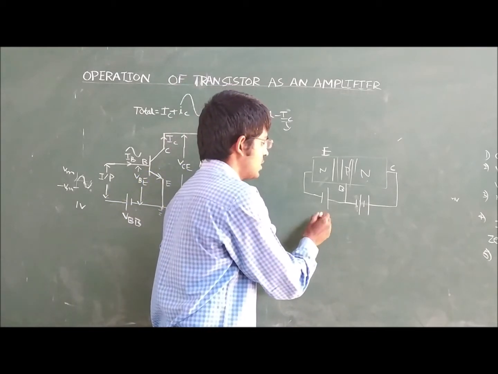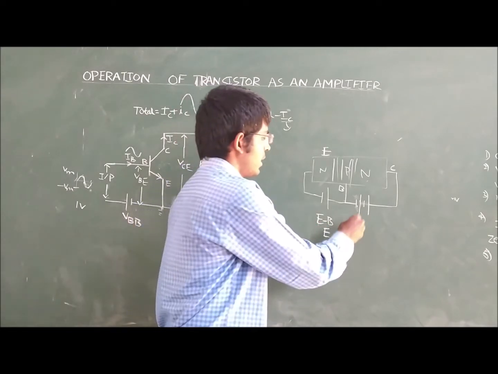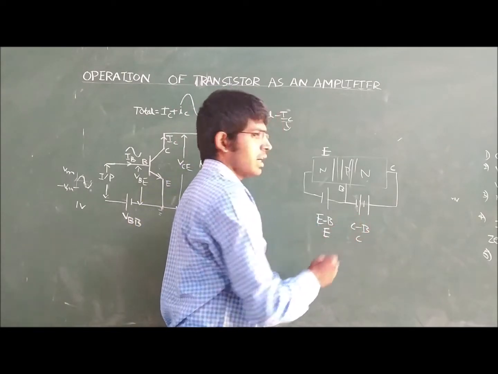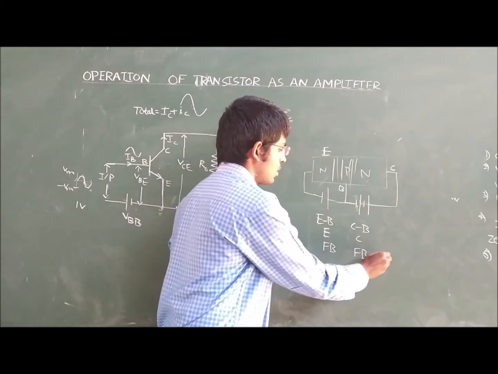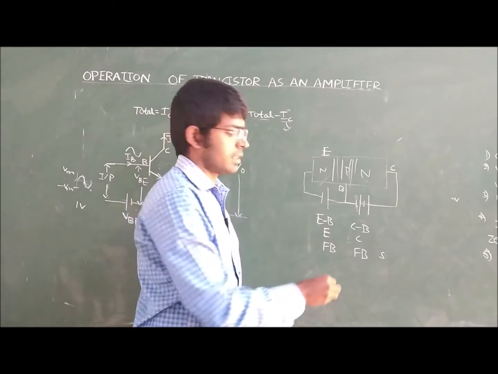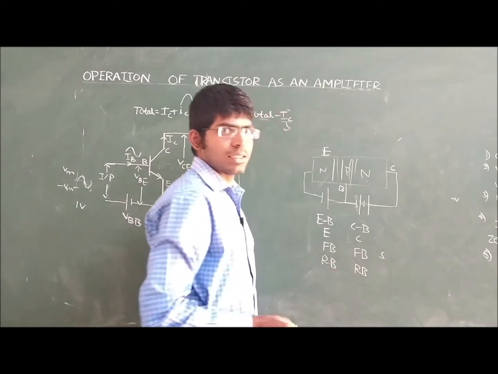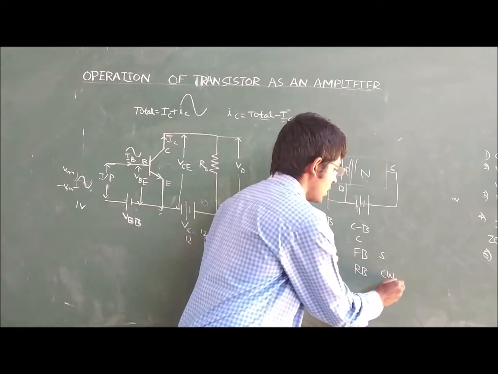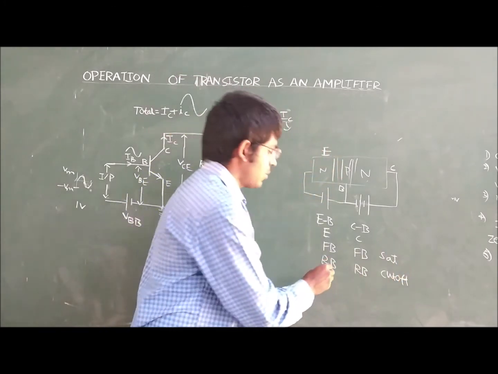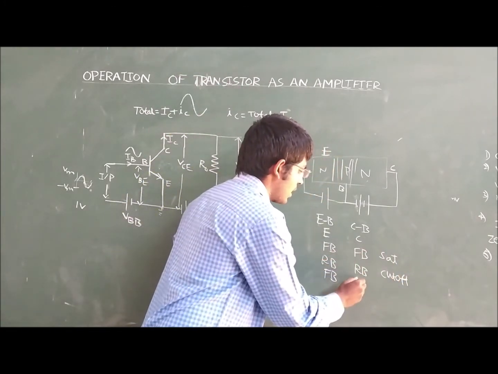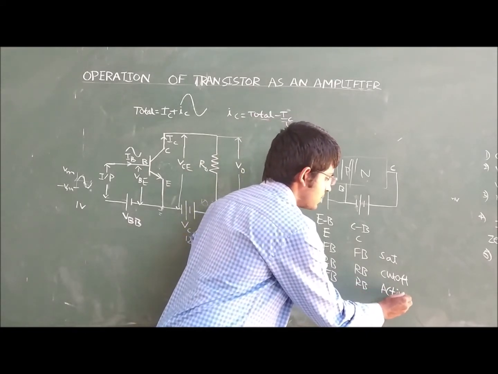This emitter base junction is also called the emitter junction, and this collector base junction is also called the collector junction. If both junctions are forward biased, we call it the saturation region. If both junctions are reverse biased, we call it the cutoff region. And if the emitter base junction is forward biased and the collector base junction is reverse biased, we call it the active region.